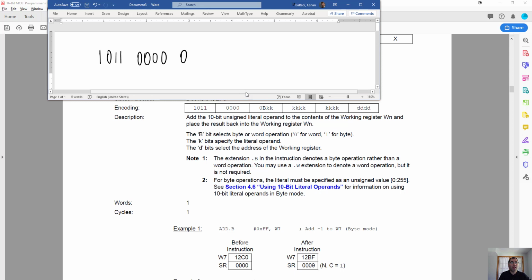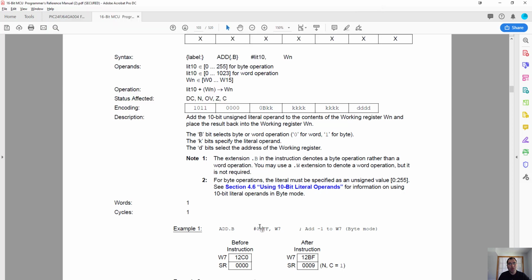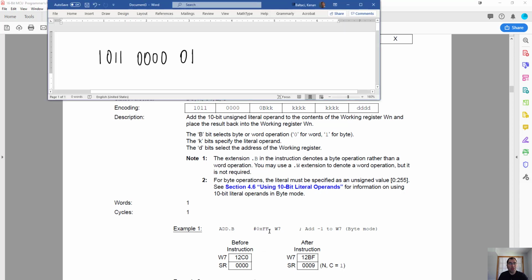So we have 0, and then because we are doing this one, it's a byte operation. Again, here it says byte operation. If it is a byte operation, it's going to be 1, and then K, and so forth. The 10-bit K is, well, it's ff, right? So our literal number is ff. Again, the 0x prefix means this is a hexadecimal number, and the pound sign means it's a literal. So we have a literal hexadecimal ff.